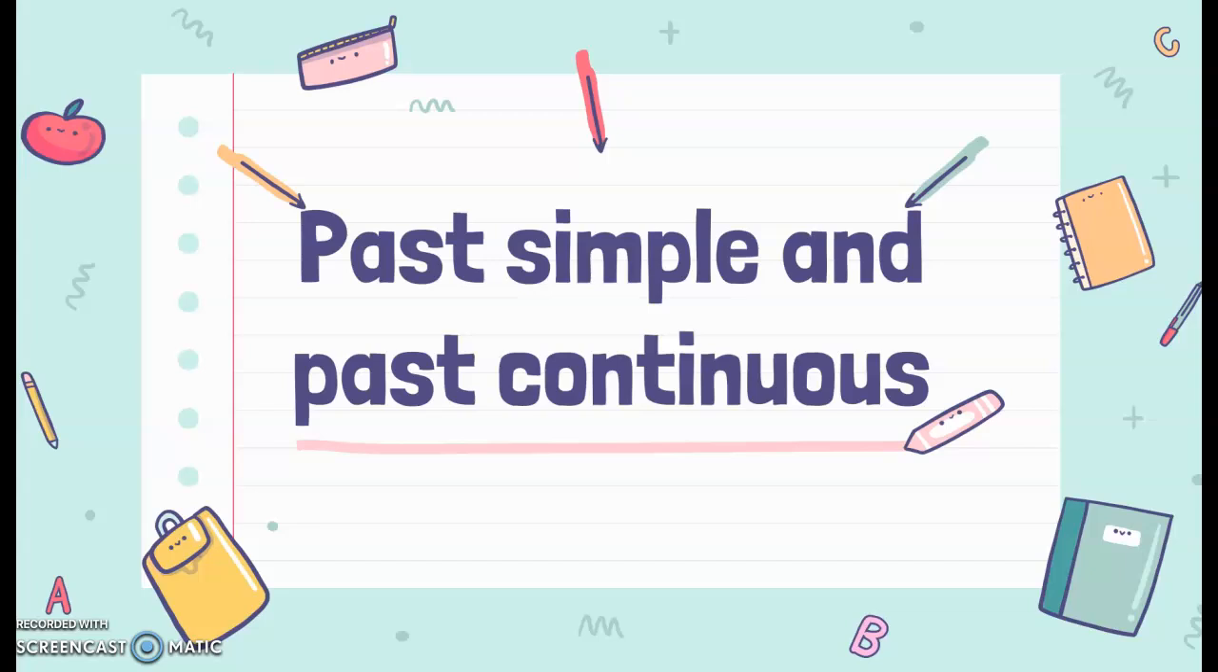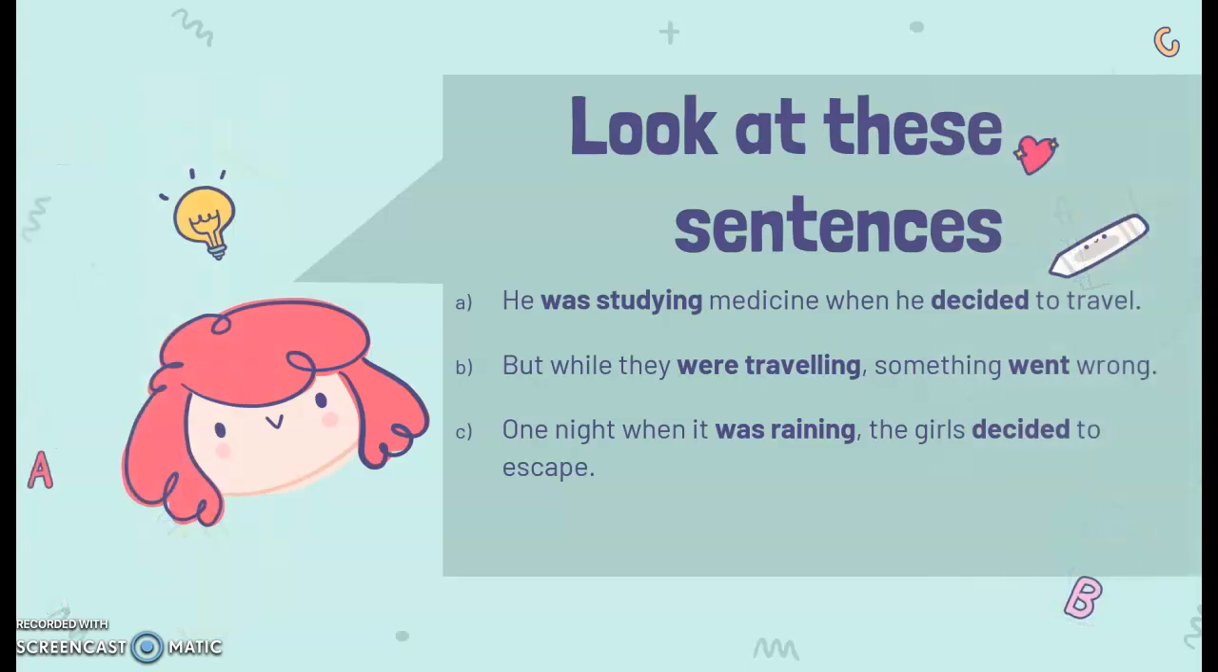Hi, in this opportunity we are going to talk about the differences between the past simple and the past continuous. First, look at these sentences. He was studying medicine when he decided to travel, but while they were traveling, something went wrong. One night, when it was raining, the girls decided to escape. Let's take a look at the different verbs.